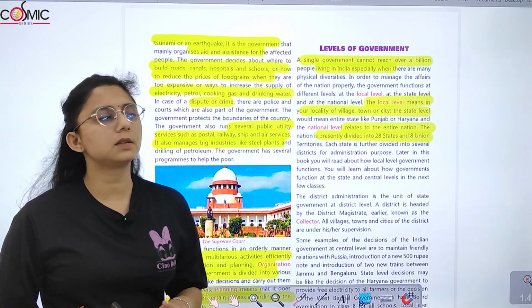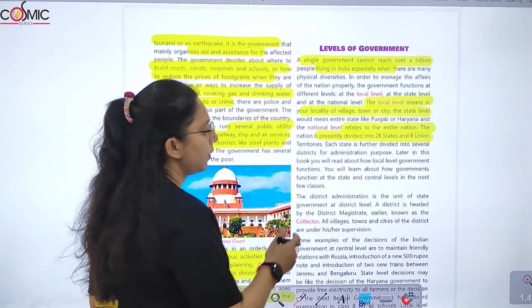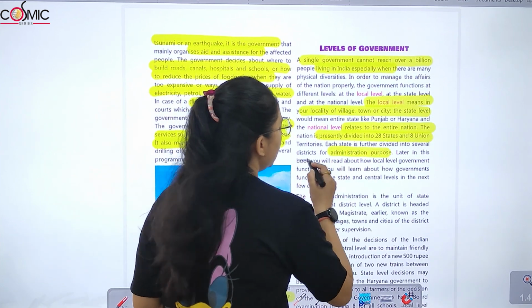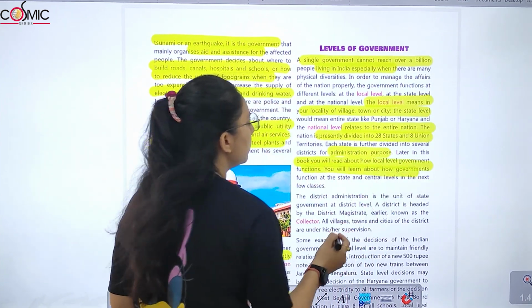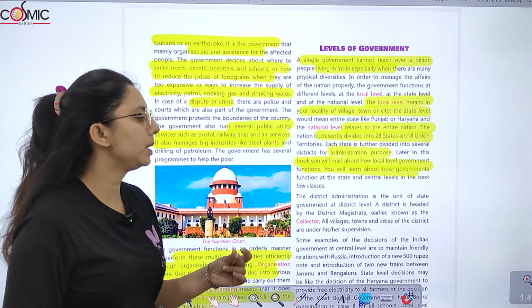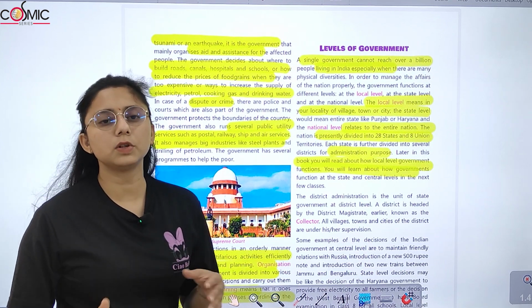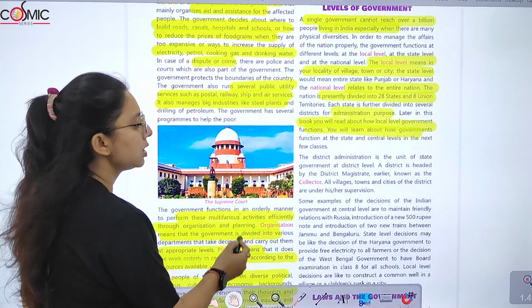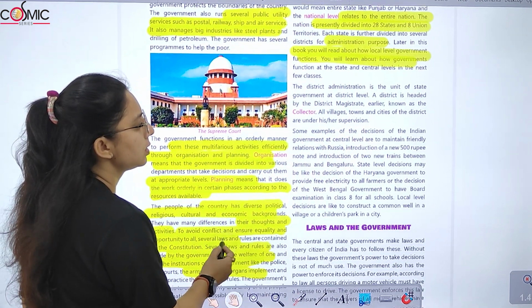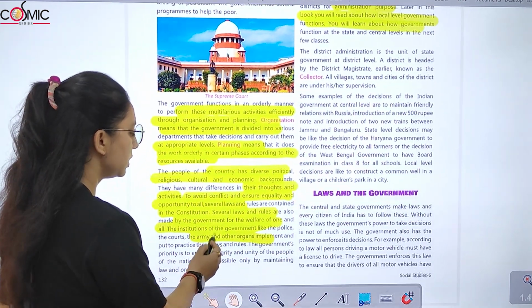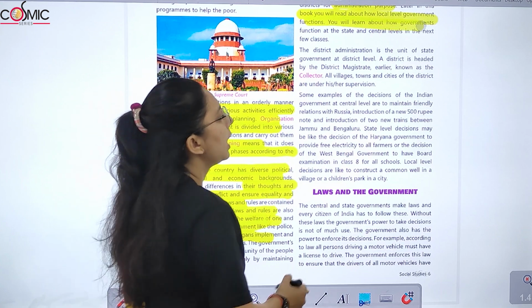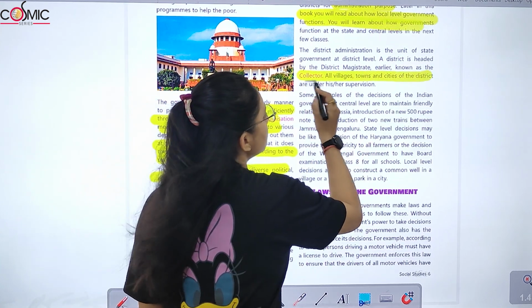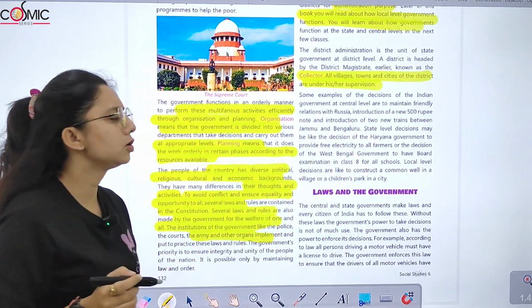And every state is further divided into several districts for administration purposes. Later you will read about local government and you will learn about how government functions at the state level, and how it functions at the central level. So district administration is the unit of state government at the district level. It is headed by the district magistrate, right? And it is the collector. The villages, towns and cities of the district are under this superintendent.